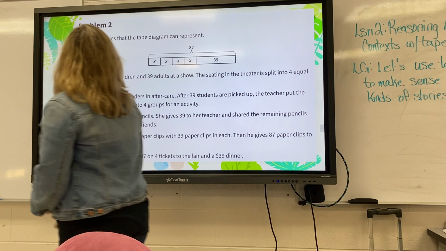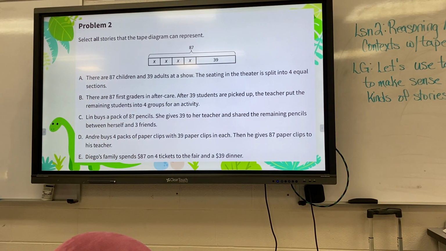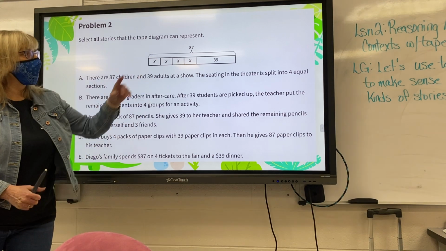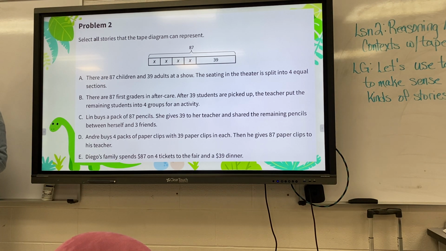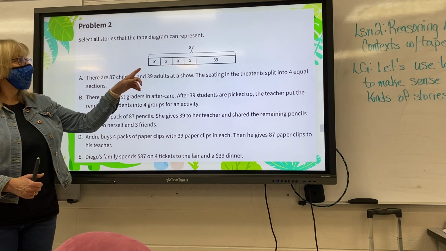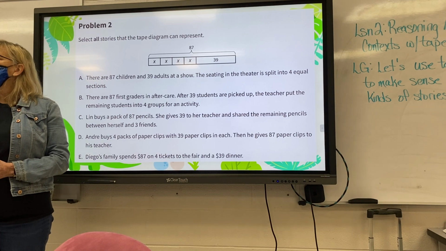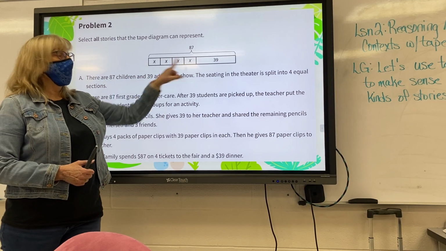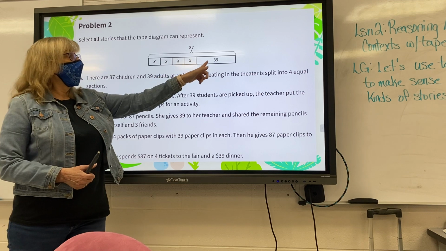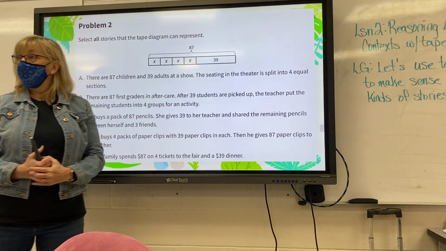Select all the stories that this tape diagram can represent. Well, let's talk about the tape diagram first. What do you see? What do you notice about that tape diagram? The total is 87. What else? What happens to that 87? It gets divided into 5 different parts. Okay, we've got 5 different parts. Are they equal? No, only 4 of them are equal, right? And then we have a definite 39.